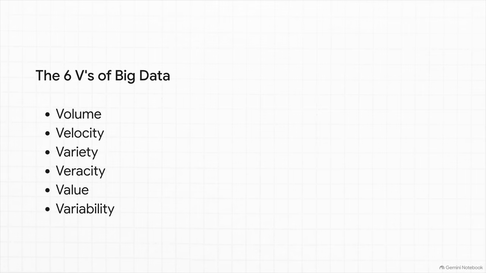Veracity is all about trustworthiness. Value is the actual business insight you can extract. And finally, variability refers to the inconsistencies in those data flows. Grasping these means you truly understand the modern data landscape.